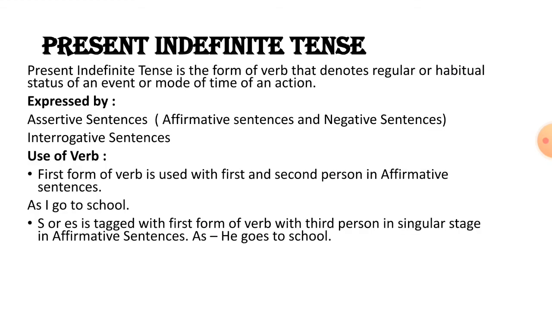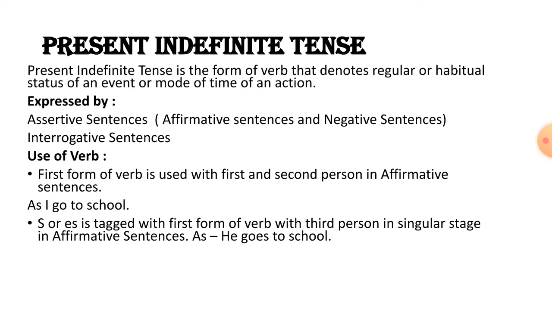Present indefinite tense. Students, we should also know the definition of present indefinite tense. I think it's very necessary to know the definition. Present indefinite tense is the form of verb that denotes regular or habitual status of an event or mode of time of an action.